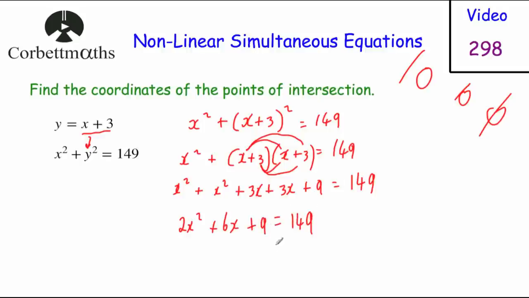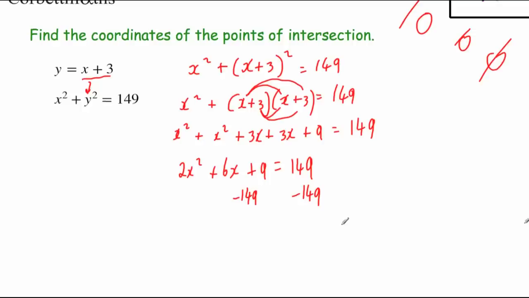Now, whenever we're solving quadratics, normally we'll want it to be equal to 0. So let's take away 149 from both sides of this equation. And when we take away 149 from both sides, let's see what we get. So the left-hand side, we would have 2x squared plus 6x. Now, we had 9, and we're taking away 149, so we're going to be left with minus 140. And that equals 0 on the right-hand side, because 149 take away 149 is 0.